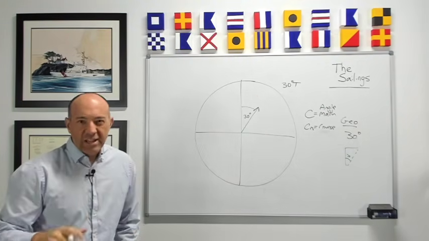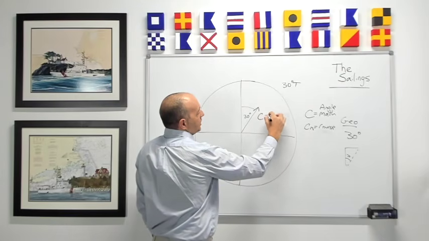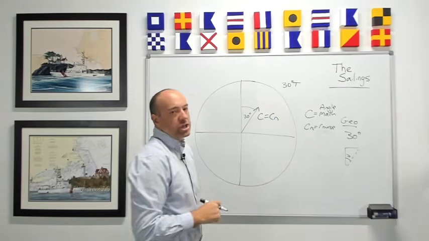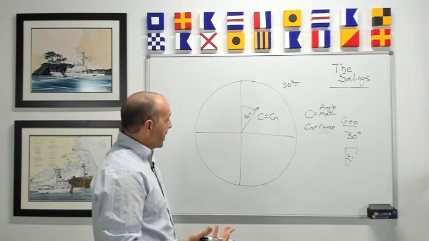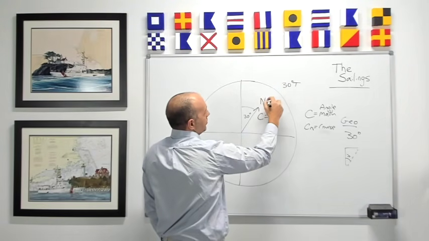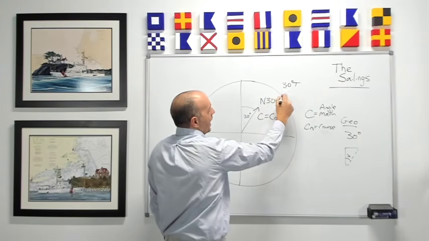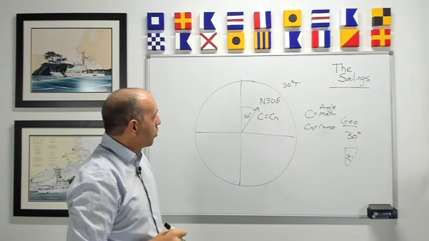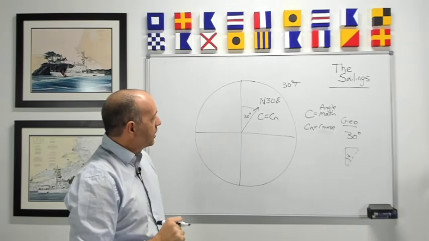So CN would be like the real thing that you tell a helmsperson. So in this case, C equals CN. No change if you're heading to the northeast. You could also name this angle a specific way. You could name it north for the reference direction, 30 degrees for the angle, and then east for how it's modified. North 30 degrees east is another way to think about this if you like it.